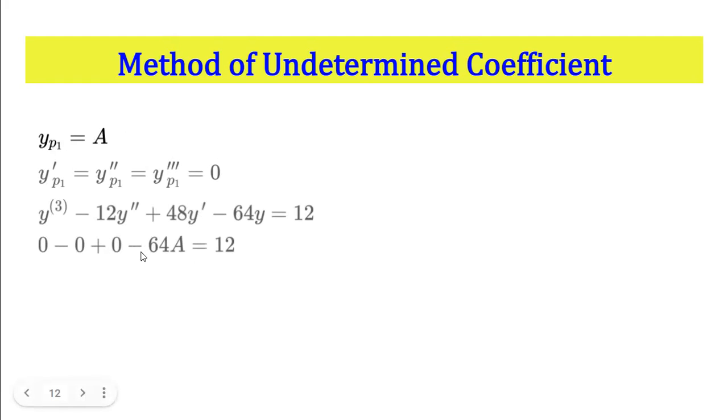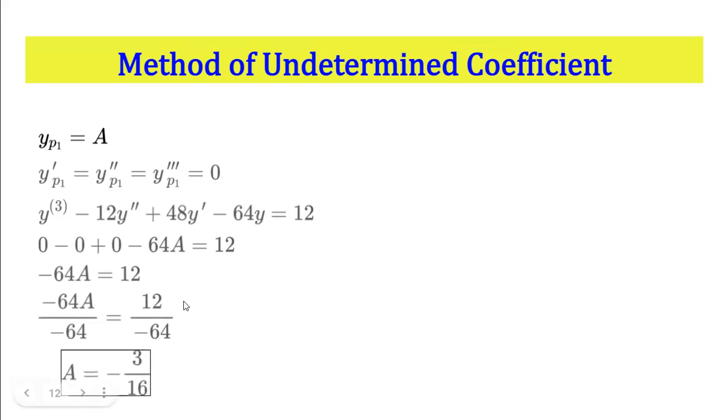So doing our substitution, we have minus 64a to be equal to 12. Dividing both sides by minus 64, we have a equal to 12 over minus 64. So we can reduce this particular fraction here. Reducing the fraction, we have our undetermined coefficient a to be equal to minus 3 over 16. So since we have a, we can now write our first particular solution: y of p1 is equal to a, but a is equal to minus 3 over 16.